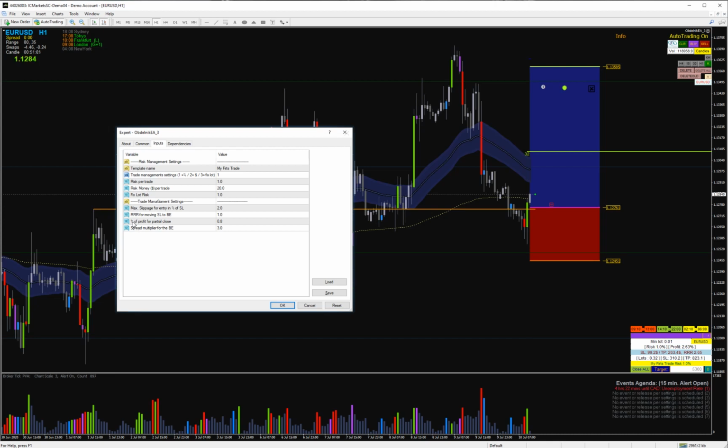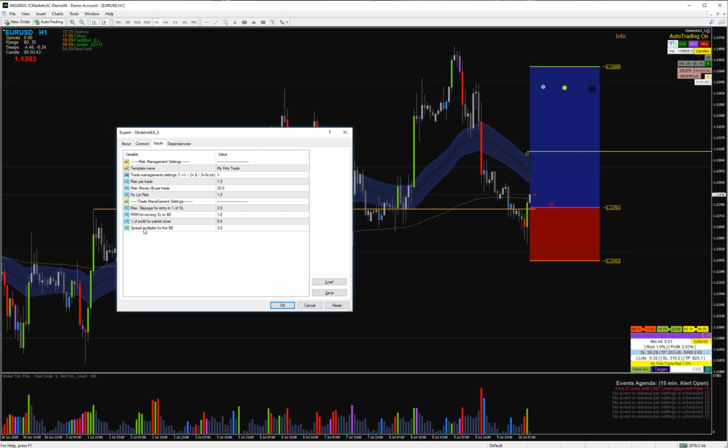Next is the percentage of the profit for the partial close. I have it set by default to 0.8. What does that mean? If the EA reaches 80% of the profit, it will close half of the position and move the stop loss to break even.